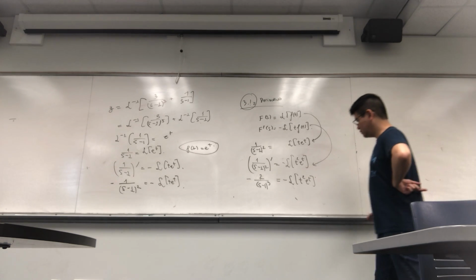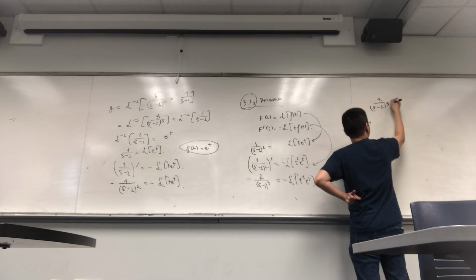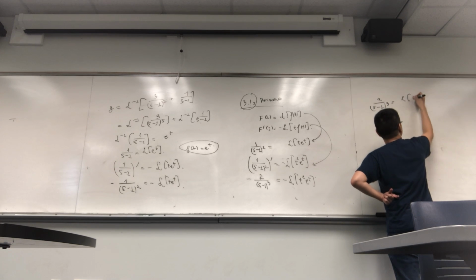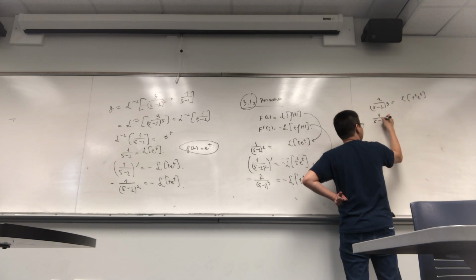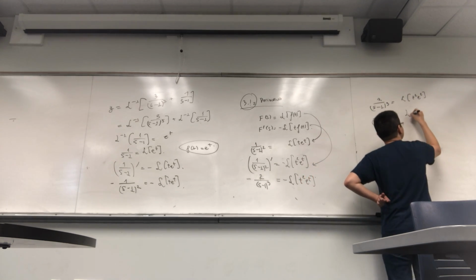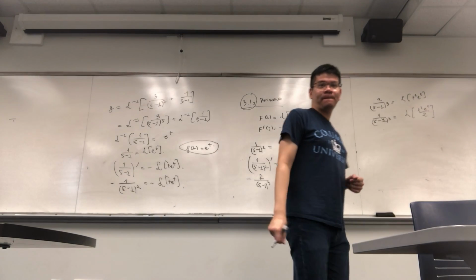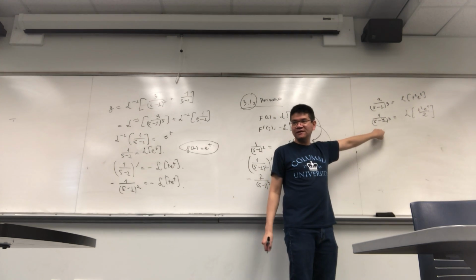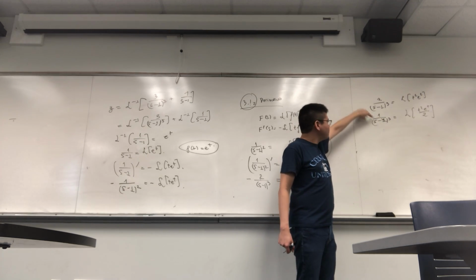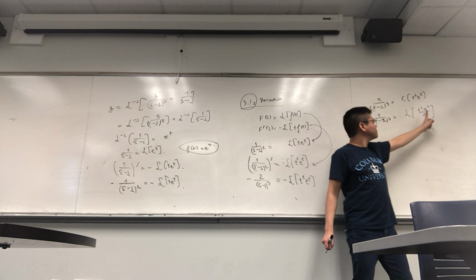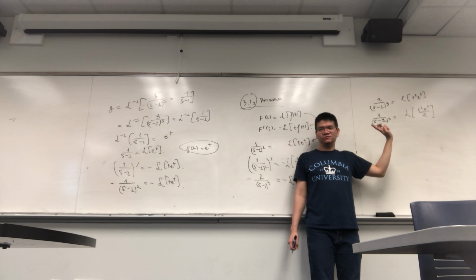So which means that 2 over (s minus 1) cubed is going to be the Laplace transform of t squared e to the t. So 1 over (s minus 1) to the 3 is going to be the Laplace transform of t squared e to the t over 2. It's clear. So what is the inverse Laplace transform of this guy? What is the inverse Laplace transform of 1 over (s minus 1) to the power 3?